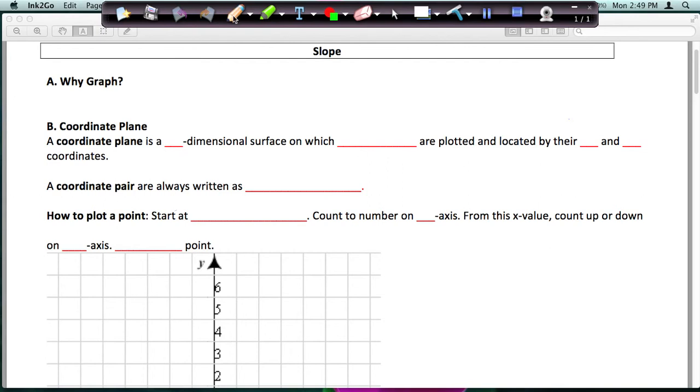Okay, we're going to start graphing, and with graphing we're going to look at what is slope and how do you find the slope of a line. So we're looking at straight lines right now. So why do we graph?